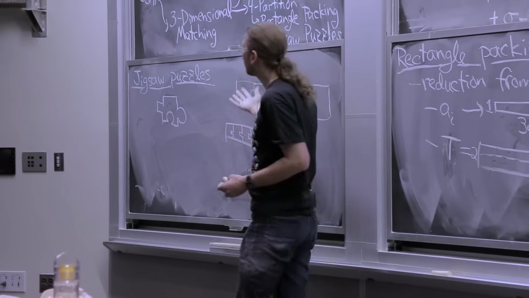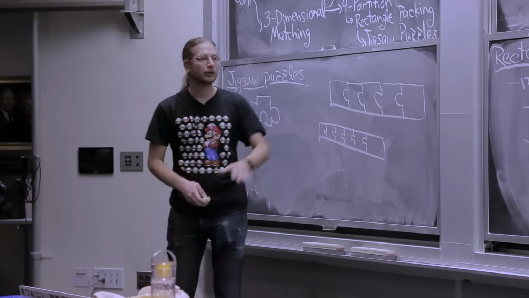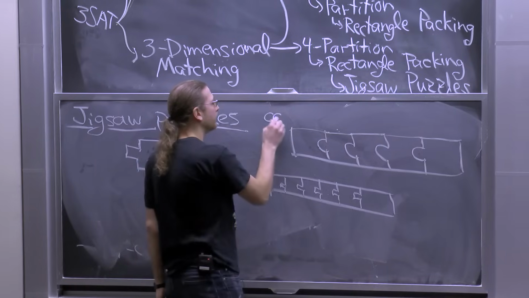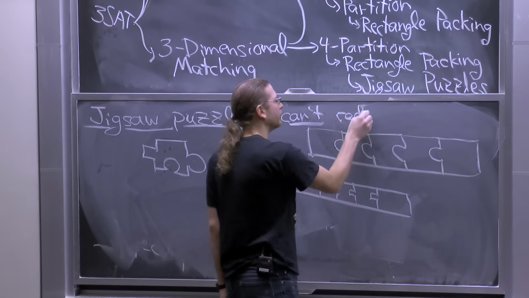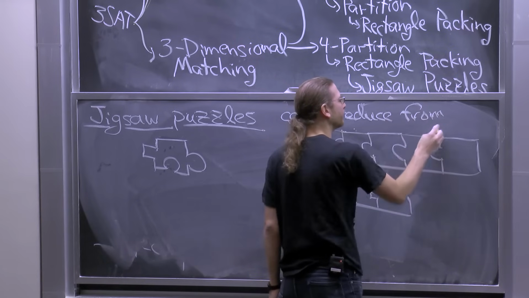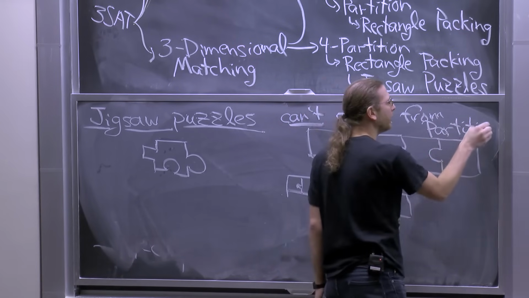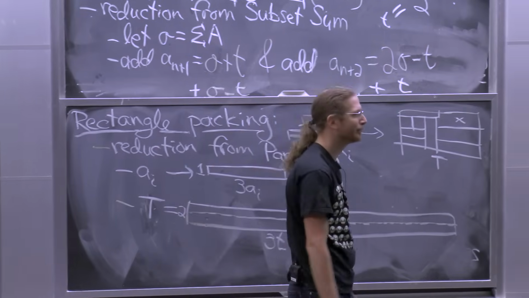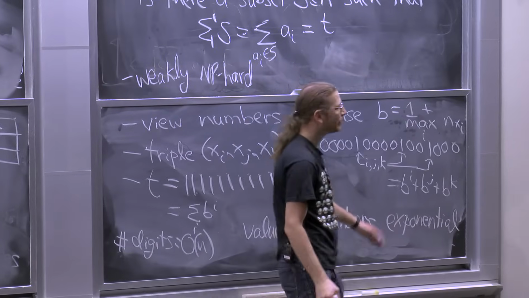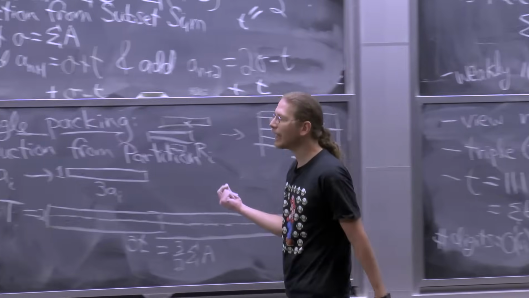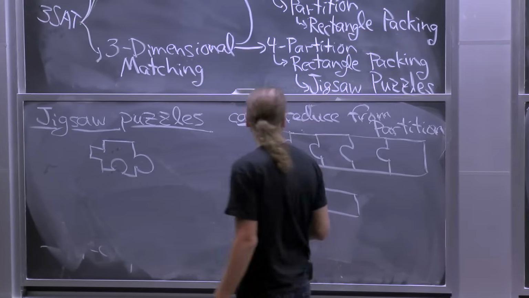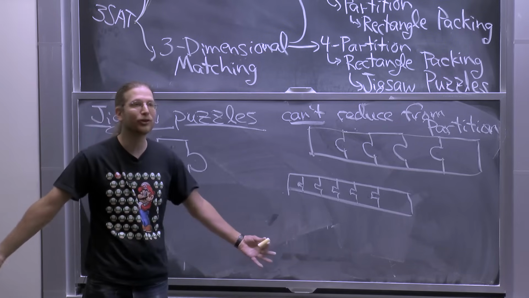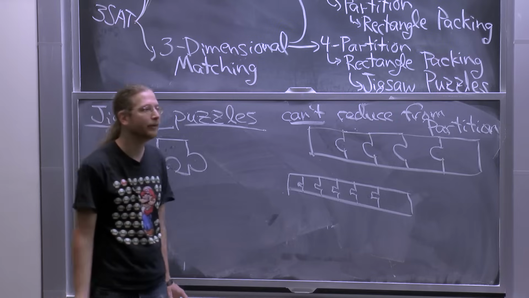And then if the jigsaw problem is, can you fit these into a given rectangle, then you get rectangle packing. But this is not a valid reduction. You can't reduce from partition. Why? Because these numbers are huge. Remember, the values of the numbers in my partition instance are exponential. So if I have a value a_i and it's exponential in my problem size, and I try to make a_i little tiles, that means the number of jigsaw pieces will be exponential in n. That's not good. That's not allowed.